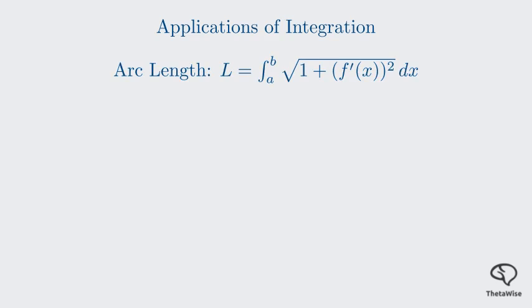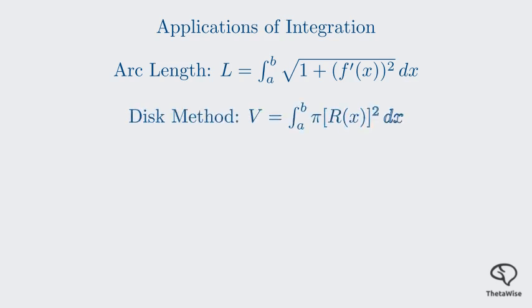Now let's look at volumes of solids of revolution. These are solids formed by rotating a 2D region around an axis. The disk method is used when the solid has no hole. The volume is the integral of pi times the radius squared. The disk method: V equals the integral from a to b of pi times the radius squared dx.